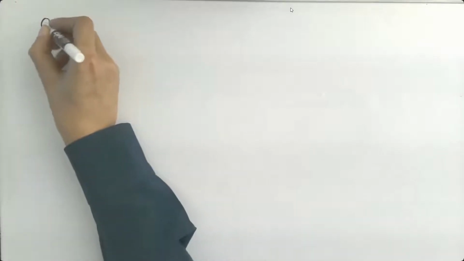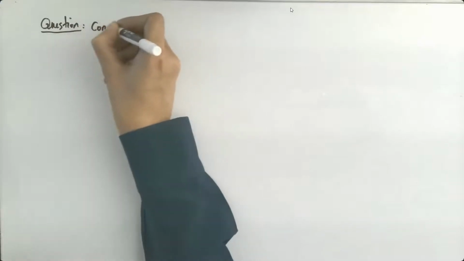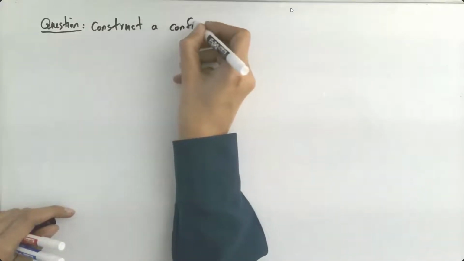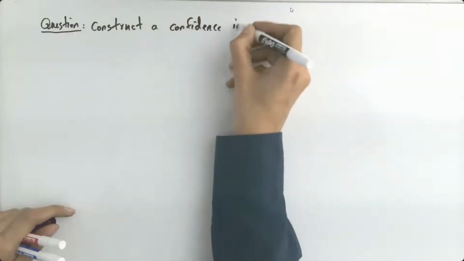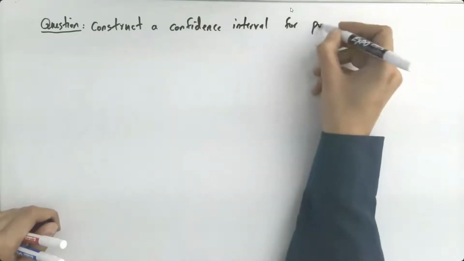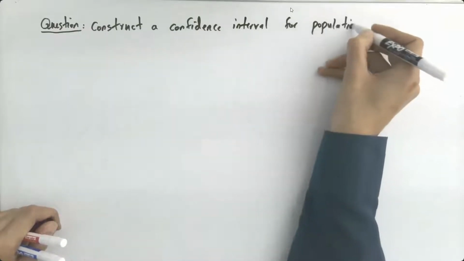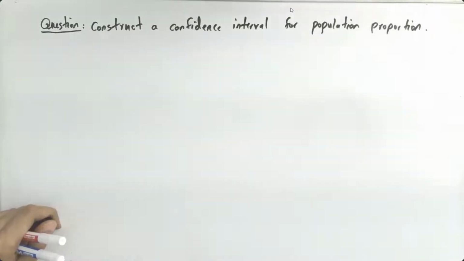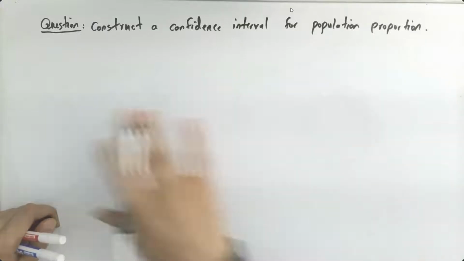So suppose we have the following question. The question says, construct a confidence interval for population proportion. So this is my example. This is my question.